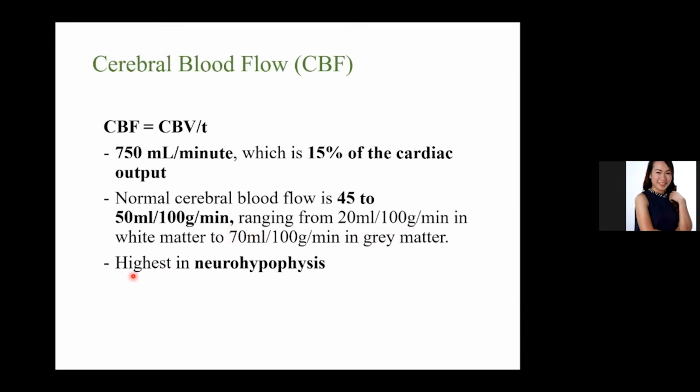And take note, class, cerebral blood flow is highest in the neurohypophysis. What do we mean when we say neurohypophysis? This is the posterior thalamus. Am I right? Neurohypophysis is the posterior thalamus. So it has the highest cerebral blood flow, meaning it's important.